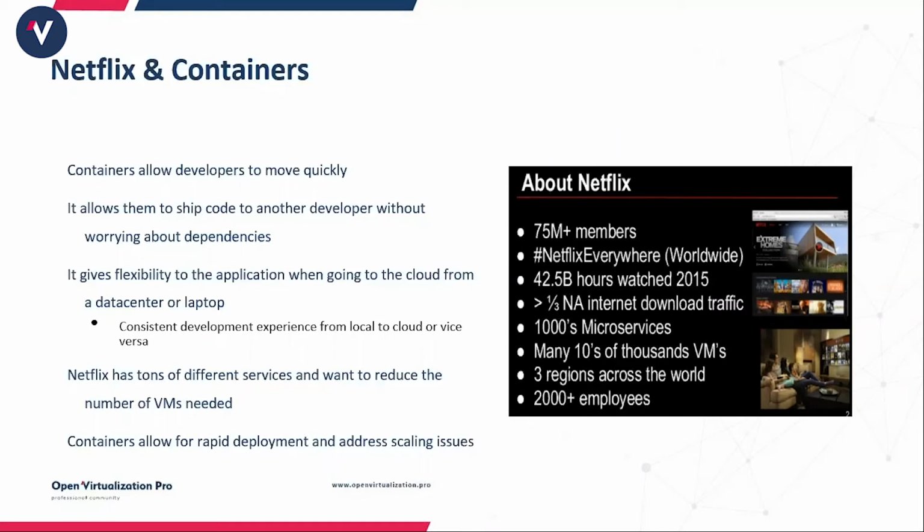It gives them the flexibility to move the application when that product is going from the cloud to a data center or a laptop without having to spin up and manage a bunch of VMs, right? Because as you spin up a VM, you know that you're going to need to manage that VM. In this case, the container can be spun up and torn down within a matter of seconds, just through the container engine, and it would help address the scaling issues that come with dealing with this level of traffic and customer base.